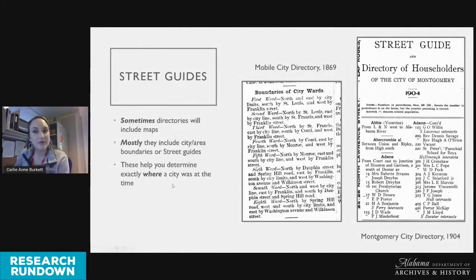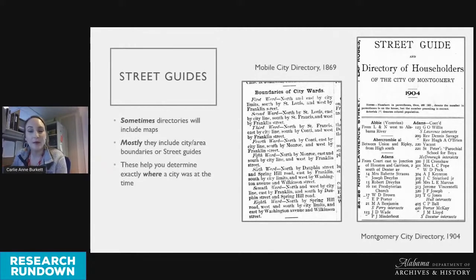So let's talk a little bit about street guides. City directories can give you information about the boundaries of the town or city. They will sometimes include maps, but most of the time they include what they call street guides. These are essentially a typed guide into which streets connect to which, and this helps you determine where a city was at the time. There are two examples here.